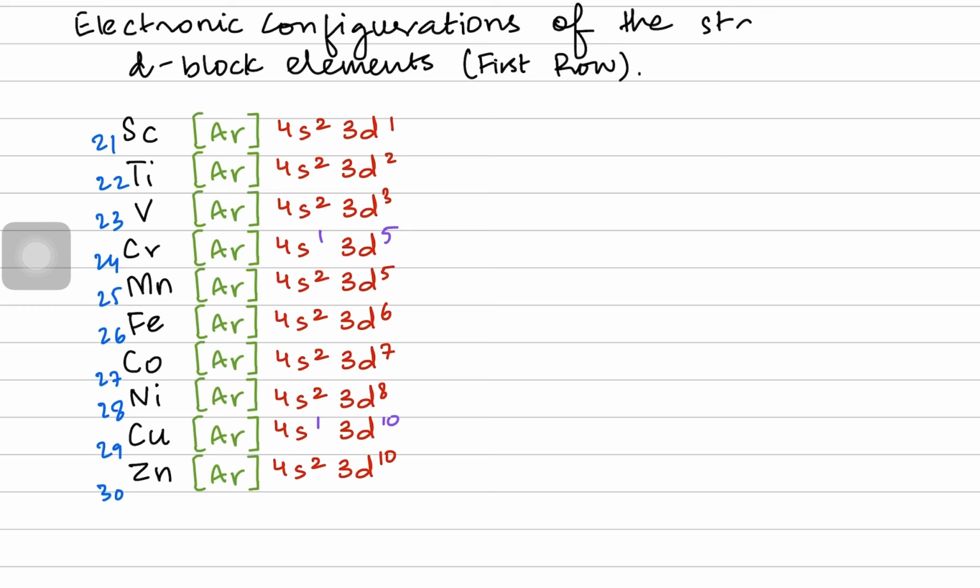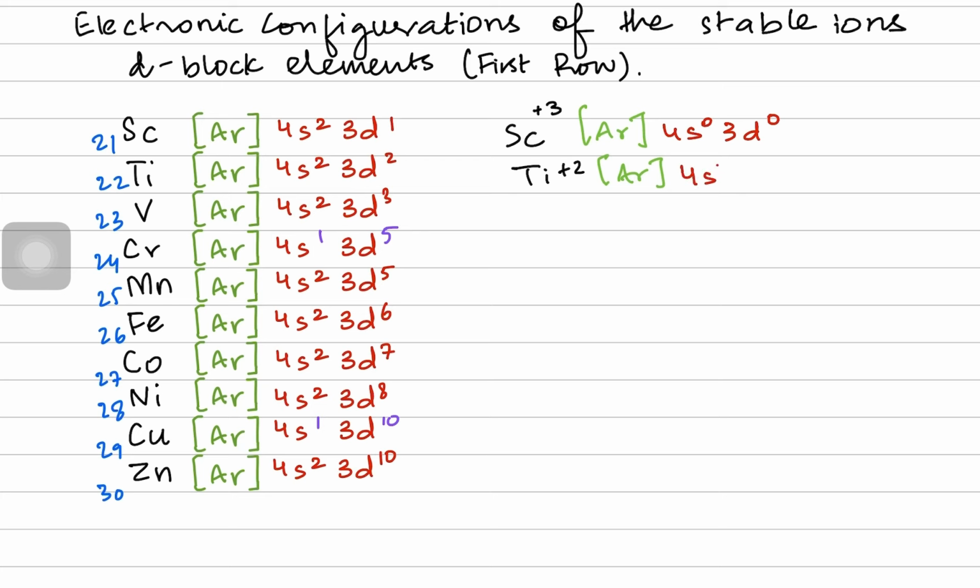Now, we will talk about the electronic configuration of the stable ions of d block elements. We will pick some examples and we'll see how it works. For instance, if you were to talk about the most common ion of scandium, which is scandium plus 3 ion, the configuration becomes 4s0 3d0. There's literally no electron in the 3d subshell. In a very similar way, other elements also, like titanium plus 2, argon, and then 4s0 3d2.